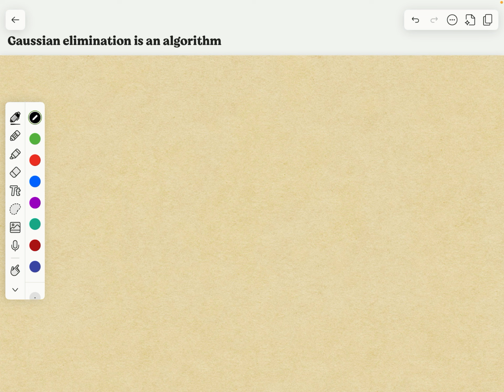Hello. In this video, I just want to make some comments about the Gaussian elimination algorithm, the algorithm to get a matrix into echelon form to solve a system of equations. The point I'm trying to make in this video is that it is an algorithm. It's something that you do that works no matter what your matrix is.